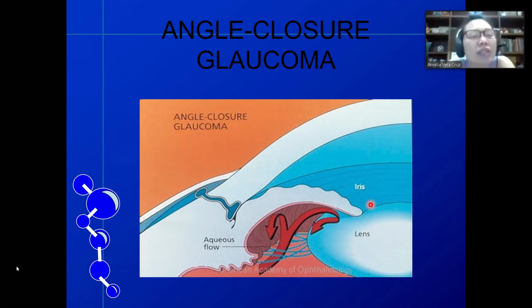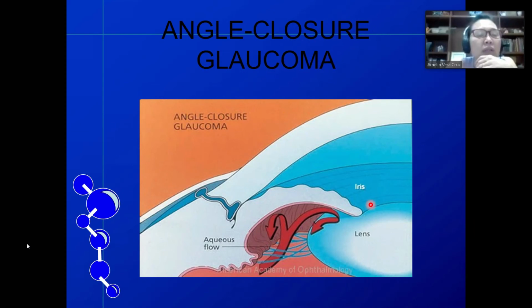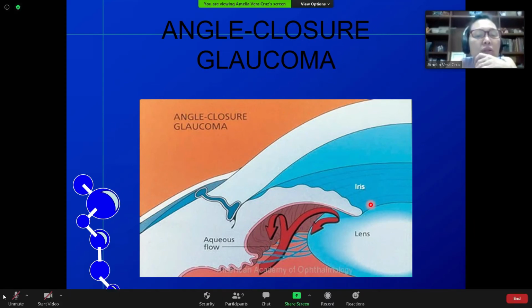Sa ngayon, hindi na lahat ng acute angle closure glaucoma nag-aano tayo. Iba na ngayon, depende kung anong mayroon. Later, we'll tell you anong effect niyan, anong effect ng mga ganito. Kasi in treating glaucoma, either you will decrease the aqueous humor formation or you will increase the drainage system.